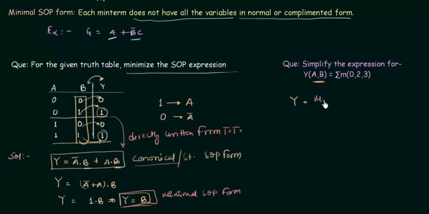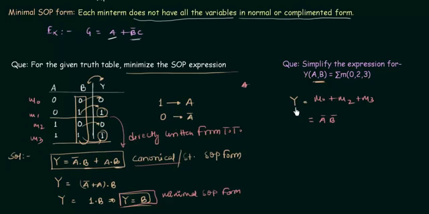We have M0 or M2 or M3. M0 is A complement B complement. If you remember from the truth table, let me do it here. This is 0 0, so I have M0. The 0 represents the decimal equivalent of this 0 0. 0 1 is M1, 1 0 is M2, 1 1 is M3. These are the minterms, and M0 is there.